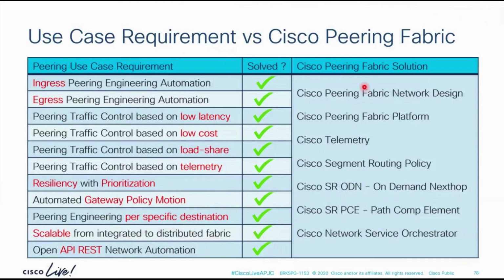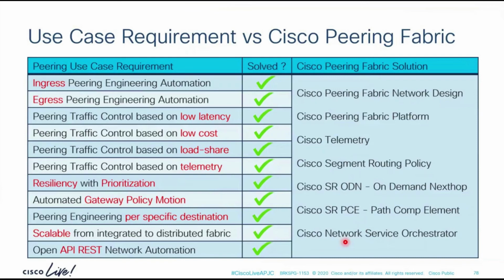The peering fabric solution that I have just demonstrated consists of this network design: our Cisco Peering Fabric platform, IOS XR being the key, and Cisco IOS XR telemetry as well. We can combine it with the Crosswork or open source telemetry stack. Segment routing is the very key factor here. It's very flexible, very granular, and very simple to configure, as well as ODN, on-demand next hop, path computation element, and of course our main automation software, NSO, Network Service Orchestrator.